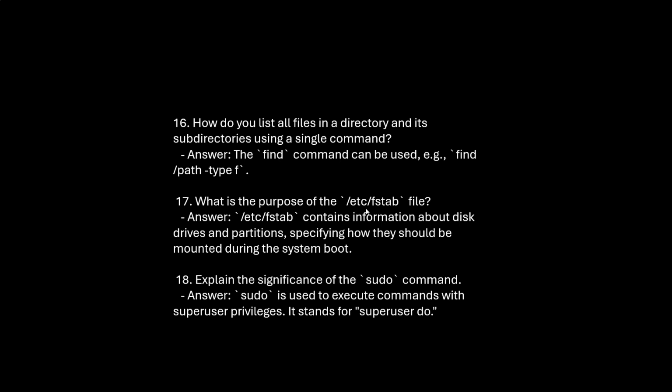What is the purpose of the /etc/fstab file? /etc/fstab contains information about disk drives and partitions, specifying how they should be mounted during the system boot. Explain the significance of the sudo command. sudo is used to execute commands with superuser privileges. It stands for superuser do.